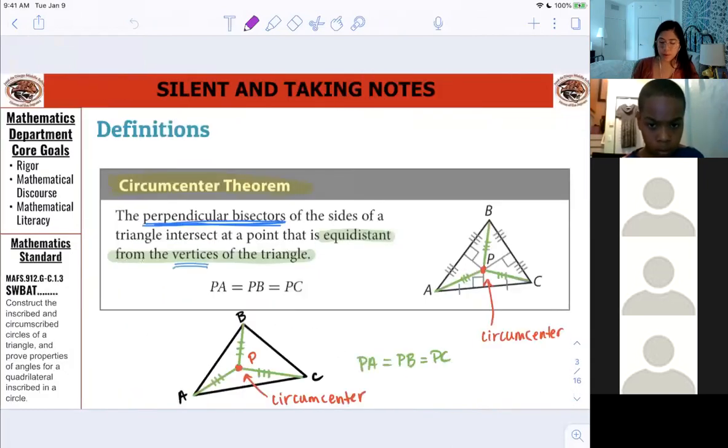Okay. So when you have the circumcenter, look very, very carefully. When you have the circumcenter, look at what is equal. In this case, whatever is equal is connected to the vertices. So those green lines go from the center to each vertex: from the circumcenter to point A, from the circumcenter to point B, and from the circumcenter to point C, right?